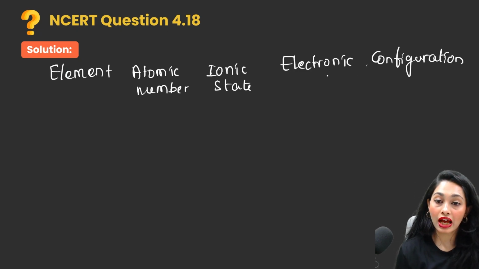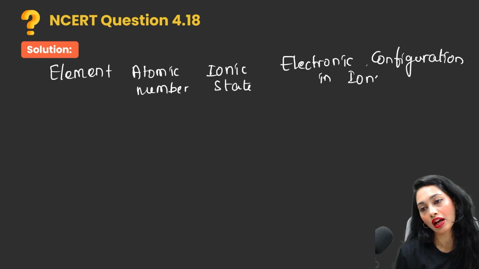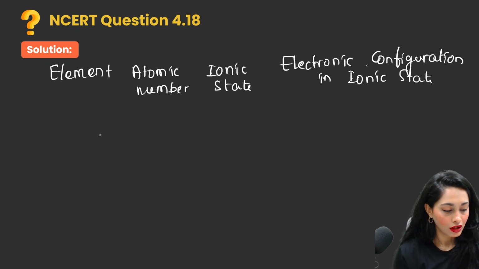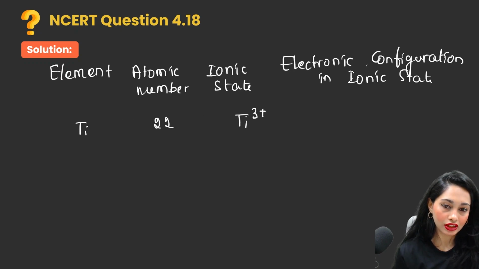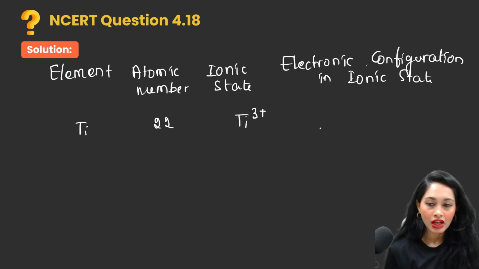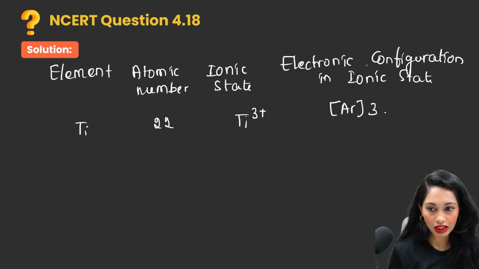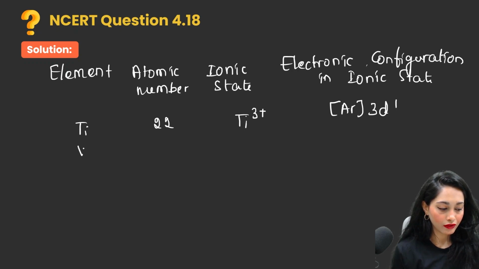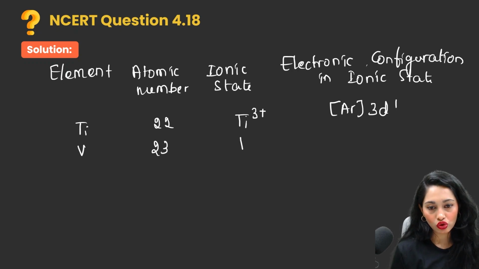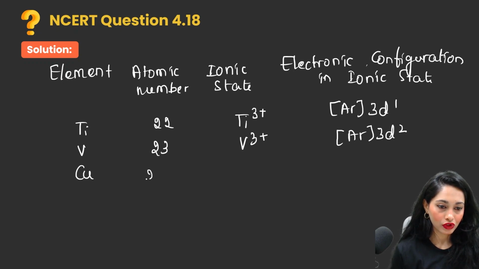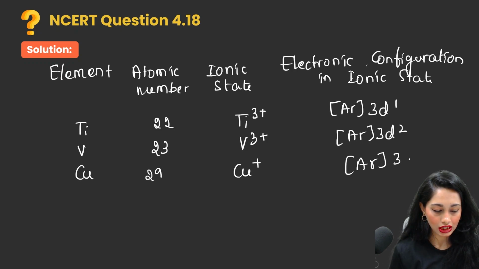For each in ionic state. First one is titanium. So atomic number is 22. The ionic state is Ti3 plus. Okay, 3 plus ionic state. So argon 3d1. Next we have vanadium. 23 is the atomic number. So V3 plus. This is the ion given. So argon 3d2. Next we have copper. So 29, Cu plus is given. Argon 3d10.